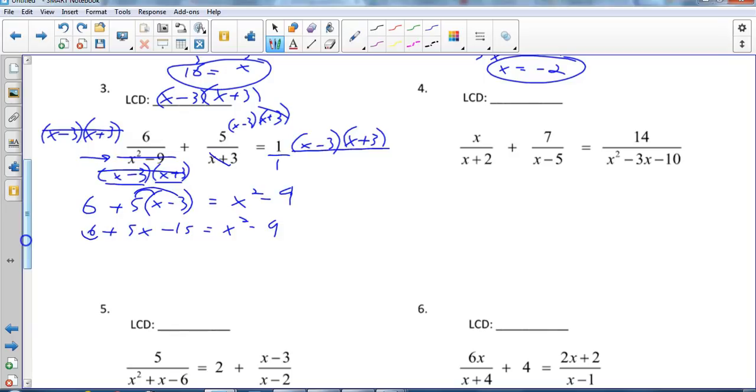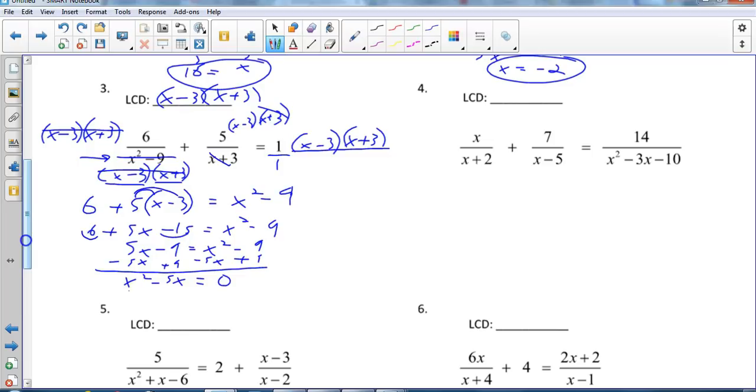All my combined like terms, 6 minus 15, 5x minus 9 equals x squared minus 9. I'm going to add 9 to both sides. And I'm going to subtract 5x from both sides. It's going to run out of room. That leaves me with x squared minus 5x equals 0.